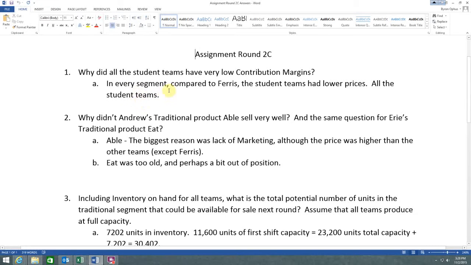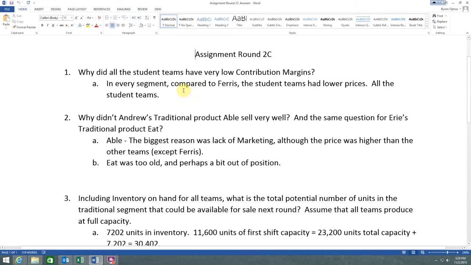So I looked at the prices in every segment compared to Ferris, which had the highest contribution margin. The student teams had lower prices. Every segment, all the student teams, all the products, were lower priced than Ferris, which had the highest contribution margin. So that's the main reason. If you spent a little extra time and delved into some of the variable cost issues, that's fine, but the main reason was certainly this.